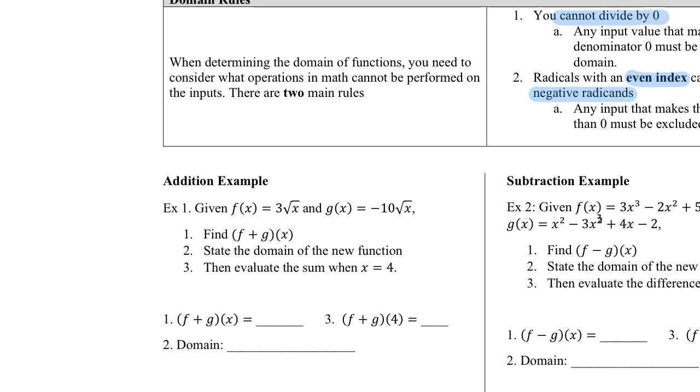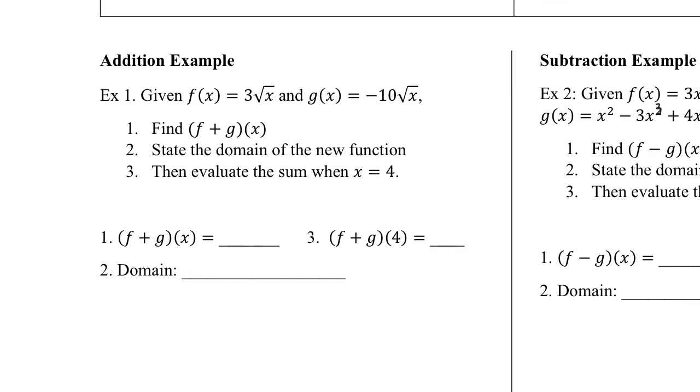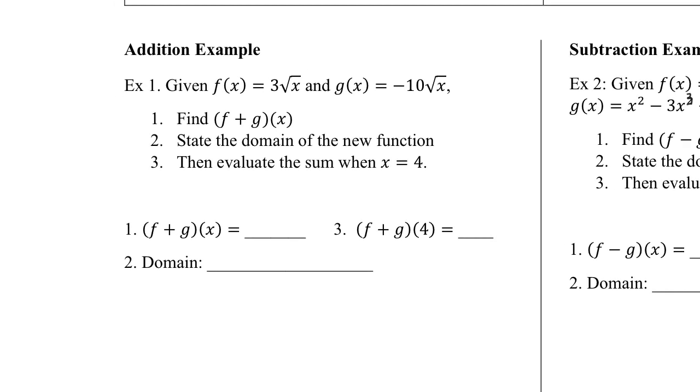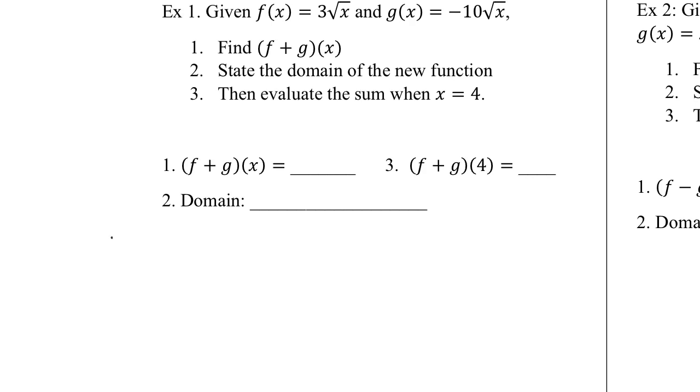So let's do some examples. So here's an addition example. Number 1, given f(x) equals 3 square root of x and g(x) equals negative 10 square root of x. Number 1 says find (f + g)(x). So that's the first thing we're going to do: add these functions together. Now remember, (f + g)(x) is really saying we're going to take f(x) and add g(x) to it.